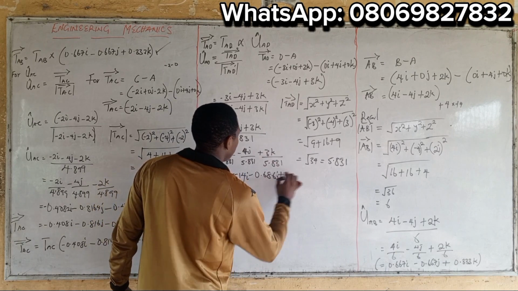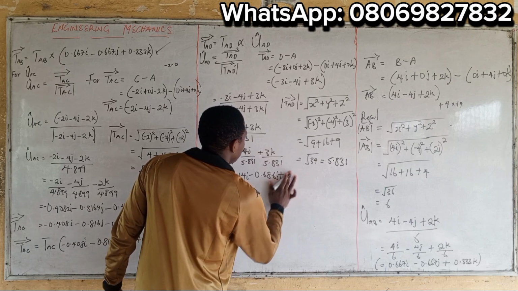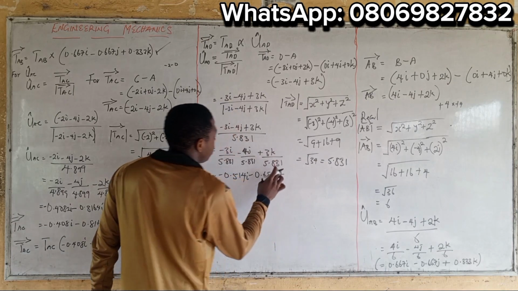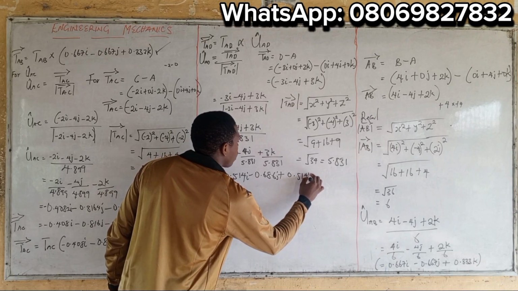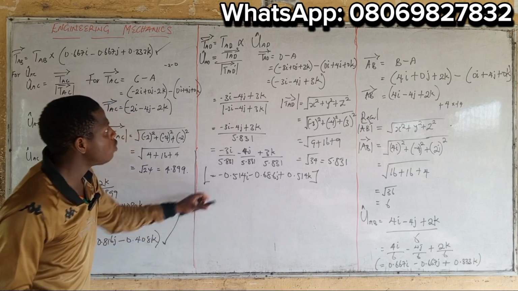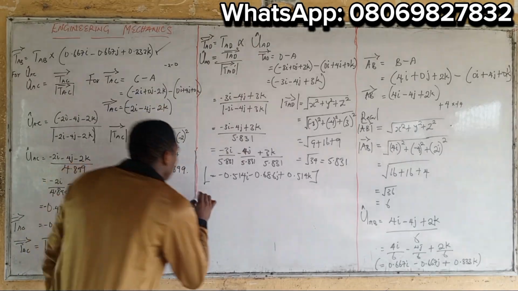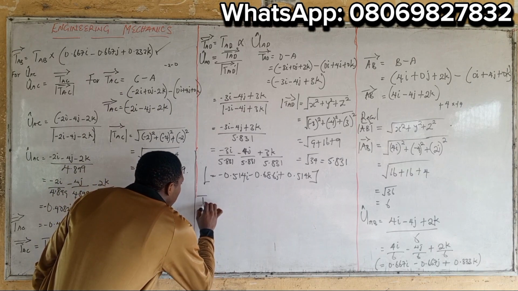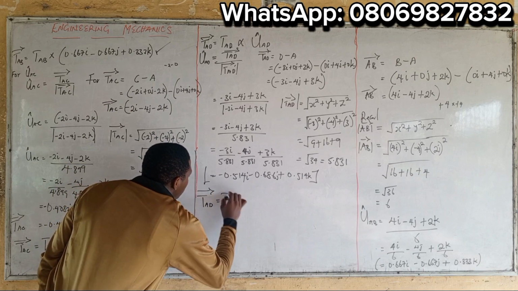This divided by this, you'll simply arrive at 5. This 3 divided by this, you simply arrive at 0.514. So this is your unit vector. So what you do is simply take your unit vector into this equation here. You simply arrive at TAD, that's what we calculated for, is equal to TAD.